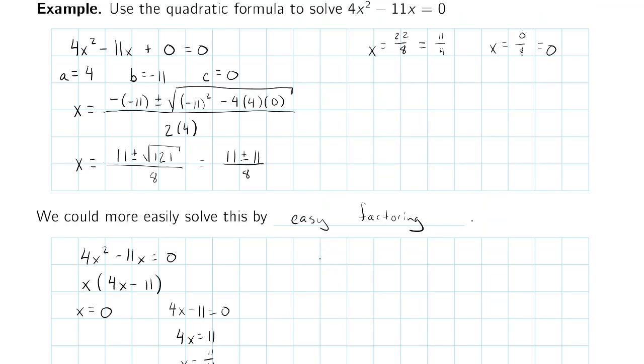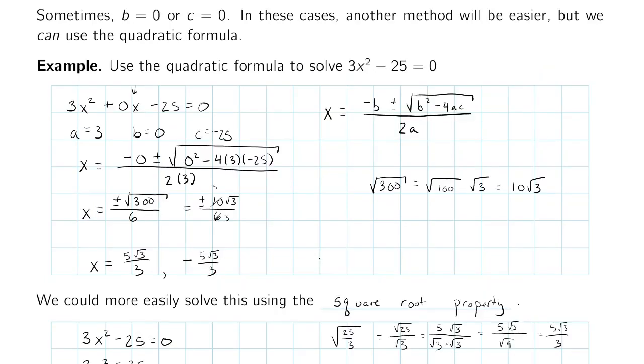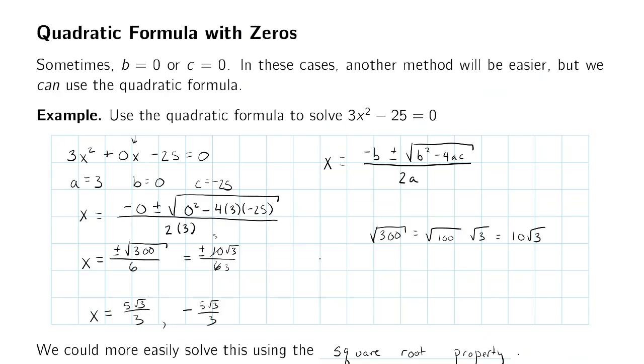So when we have a quadratic equation that has no constant term, we can solve it by really, really easy factoring. When we have a quadratic equation that has no x term, we can solve it really easily using the square root property. We can use the quadratic formula in these two cases, but we probably shouldn't. We should probably use those easier methods instead.